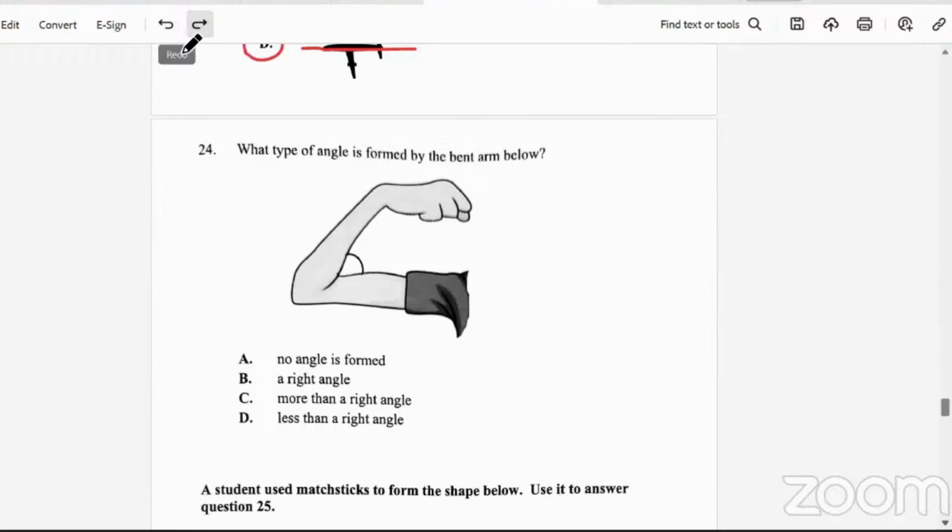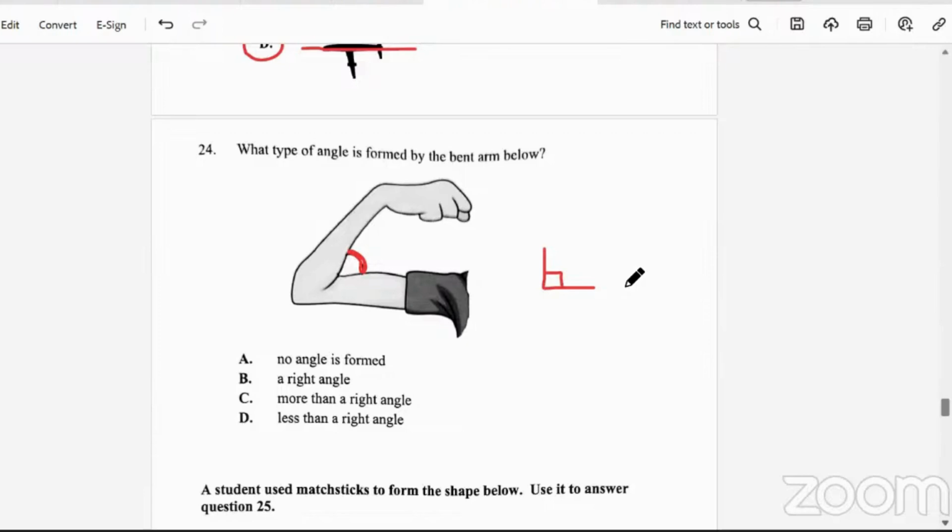All right, question 24. What type of angle is formed by the bent arm? So here we have the angle right here. Is it no angle, a right angle, more than a right angle, or less than a right angle? We should know that a right angle would be something like this, and it usually has this. This is usually what we use to determine a right angle.